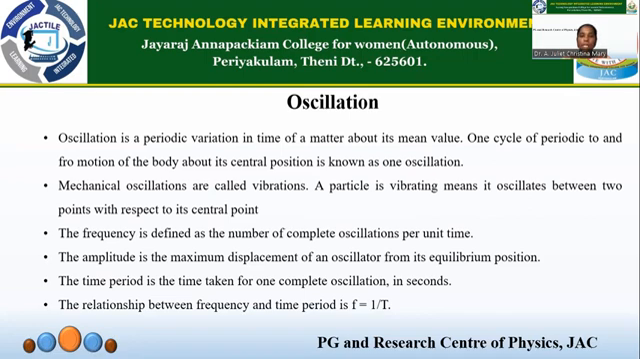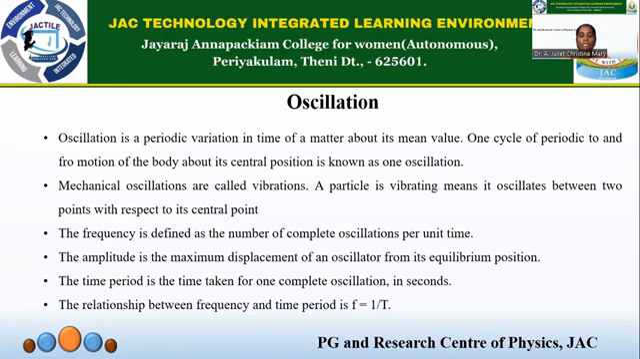Oscillation is a periodic variation in time of a matter about its mean value. One cycle of periodic to and fro motion of the body about its central position is known as one oscillation. Mechanical oscillations are also called vibrations. A particle is vibrating means it oscillates between 2 points with respect to its central point.